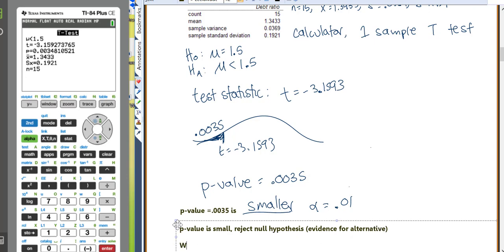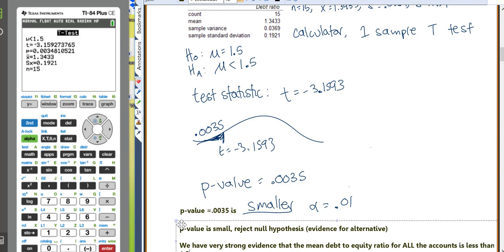So now let's interpret it. We say something like, we have very strong evidence, and I'm saying very strong because it's smaller than alpha equals 0.01. Very strong evidence that the mean debt to equity ratio for all the accounts, because we only took a sample of 15, and from our sample of 15, our sample mean was less than 1.5. But now we're saying we have very strong evidence that the mean for all of the accounts is less than 1.5.